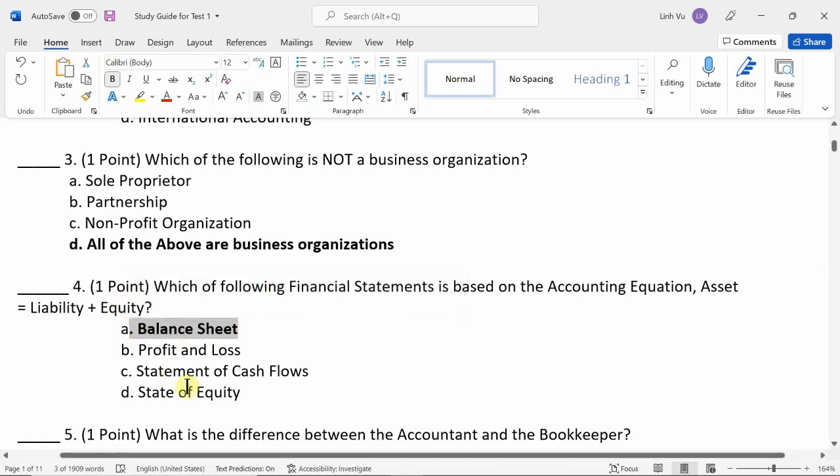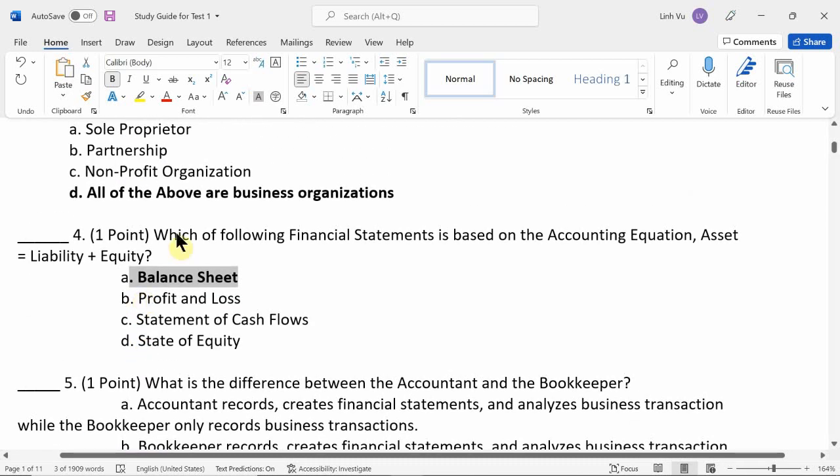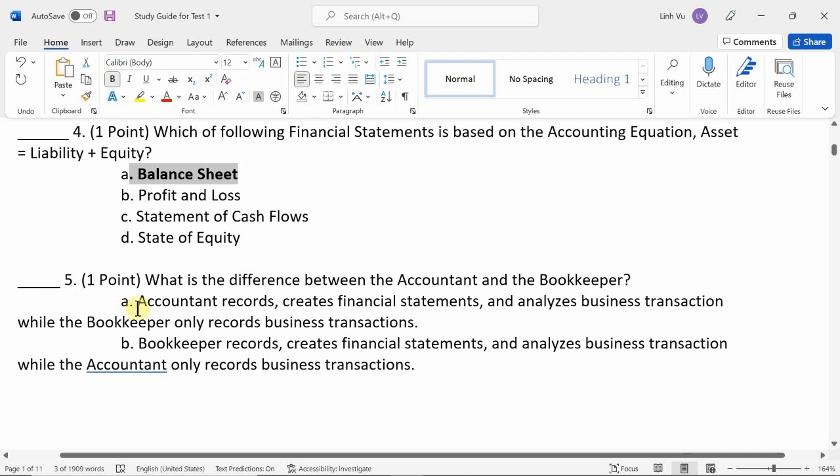You are testing the accounting equation when you are doing the balance sheet. So that means know the difference between the 4 financial statements and what they do. What do they provide for us? Number 5, okay, what is the difference between the accountant and the bookkeeper?